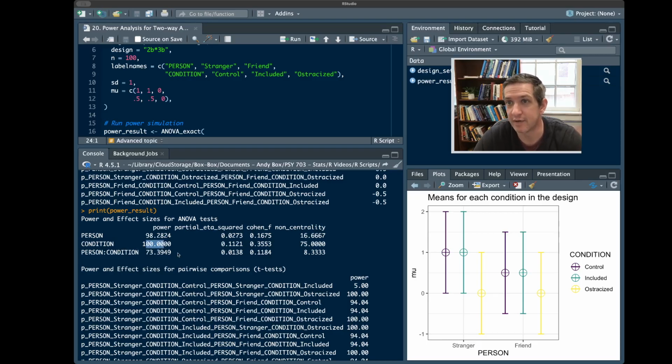That's great, but I think you realize the purpose of this study is not to detect the main effect of condition. There's really nothing surprising about ostracism hurting people's needs. We know that's the case. What really is likely the purpose of this study is to detect an interaction effect. I want to know, does it depend on whether you're interacting with a stranger versus a friend?